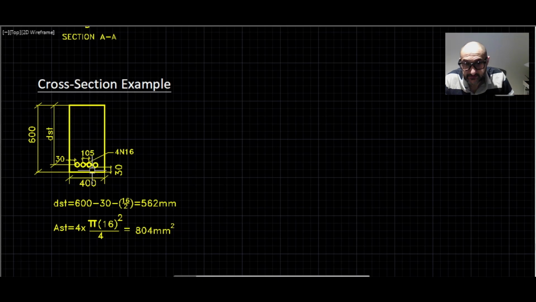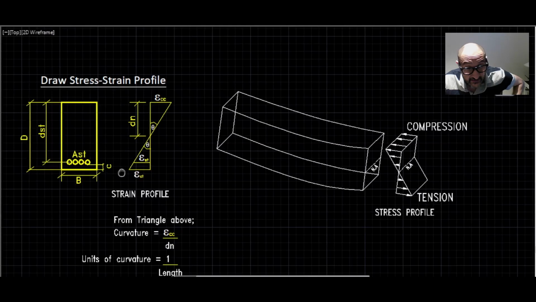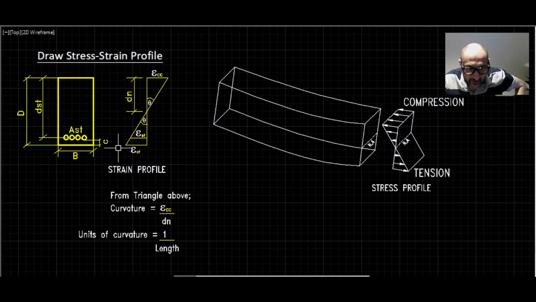The center to center spacings between the bars is about, if we take 30 millimeter cover from the sides, about 108 millimeters. You can round it off to 105 millimeters or something. Now, the next step is to draw the stress and strain profile, primarily the strain profile of the beam, and write out all the important notation.